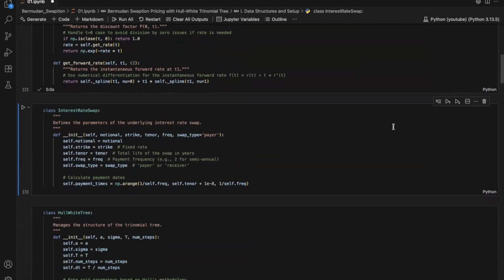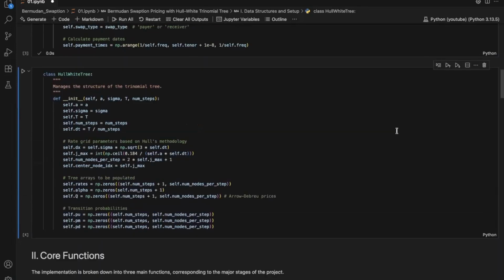The second is the interest rate swap class. This defines the underlying instrument. A swaption is an option to enter into a swap, so we need to define the swap's parameters precisely: its notional, the fixed rate strike, its tenor or lifetime, and the payment frequency. Finally, we have the Hull-White tree class. This is the scaffold of the model. It holds the Hull-White model parameters, a for mean reversion and sigma for volatility, and the tree's dimensions such as the time step dt and the rate step dx. It also pre-allocates arrays for the short rates, the calibration parameters alpha, and all the important Arrow-Debreu state prices.